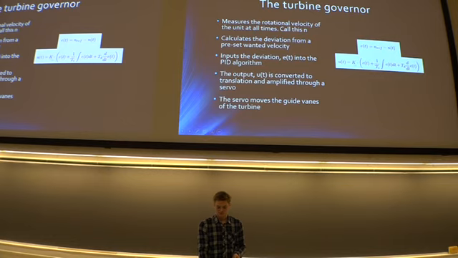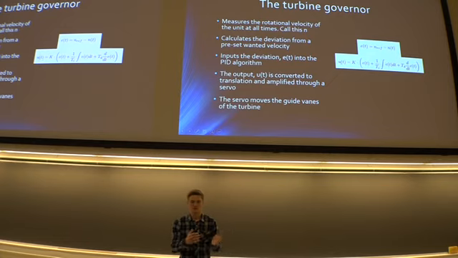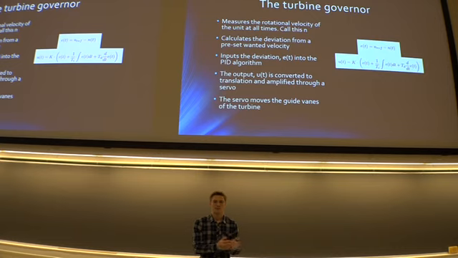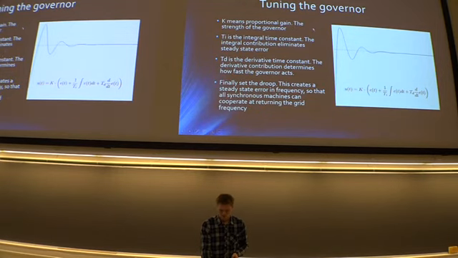So based on these three terms, it calculates the output, which is fed into the servo, which is like a hydraulic piston, which amplifies the signal and moves the guide vanes to open and close the turbine flow rates to govern the power and the frequency. So this governor needs to be tuned properly. If it's tuned wrong, it can become unstable and cause dangerous transients in the system.